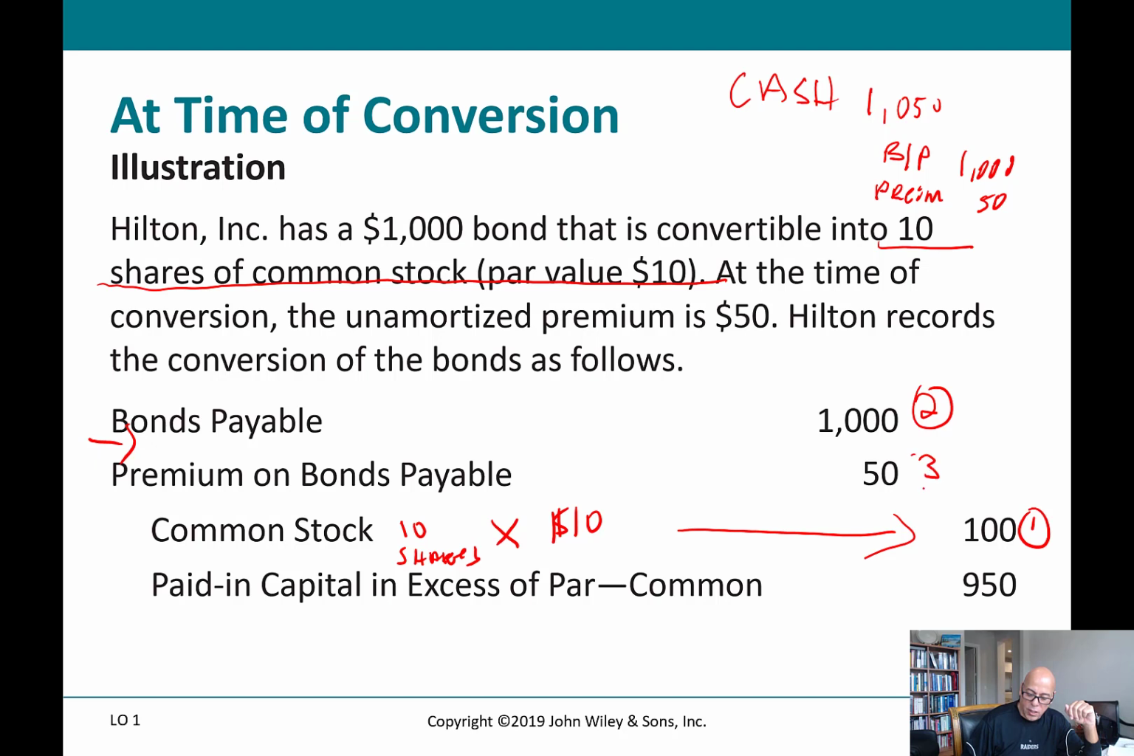And then third, take off any unamortized premium at that point. And again, if we're doing that the next day, same day, then the unamortized premium would be the premium that it was at the date of issue. If not, you'd have to amortize that premium and accrue up any interest that was due up to that point, okay? And then the paid-in capital in excess of par for the common stock is the difference between the carrying value of the bonds and the par value of the stock that you just issued, okay?